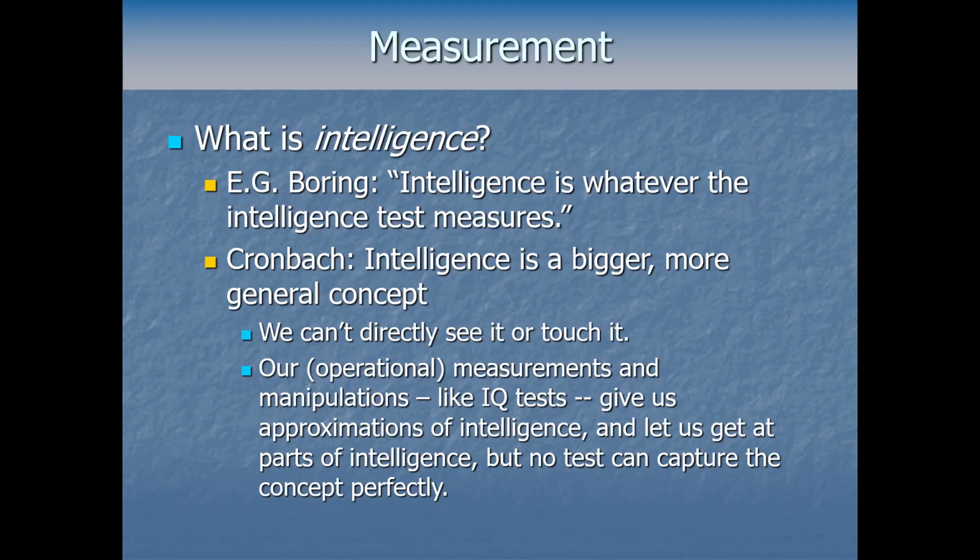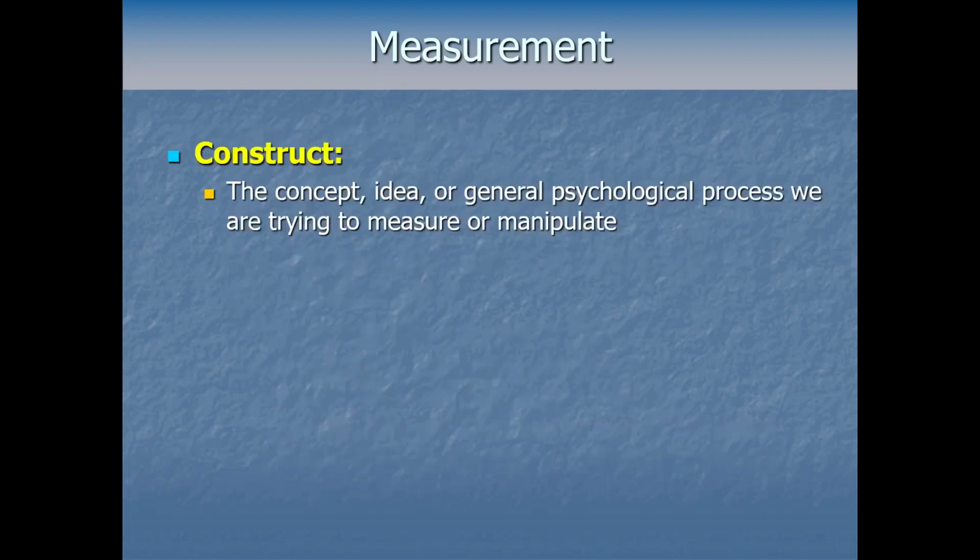They let us get at parts of intelligence, aspects of intelligence, but no test is going to capture the concept perfectly. Some will just be kind of better than others. So what he's talking about here is intelligence as a construct, meaning the concept or idea or general psychological process that we're interested in, that we're trying to measure and manipulate.